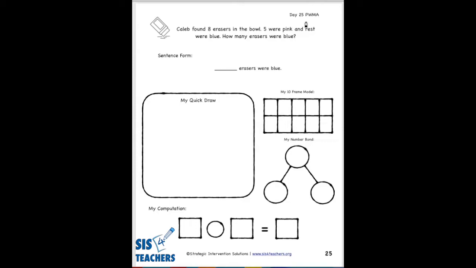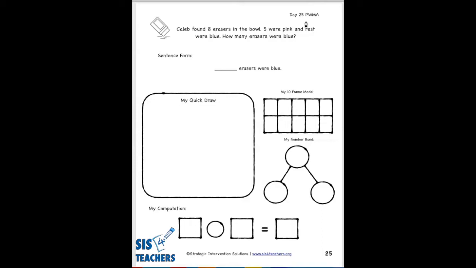So Caleb found 8 erasers in the bowl. 5 were pink and the rest were blue. How many erasers were blue? So getting that to repeat back, Caleb found 8 erasers in the bowl. The children would repeat back that sentence and we put in a line or a slash, I call it, or a chunk to chunk off that information. 5 were pink, and there's a chunk, and the rest were blue.